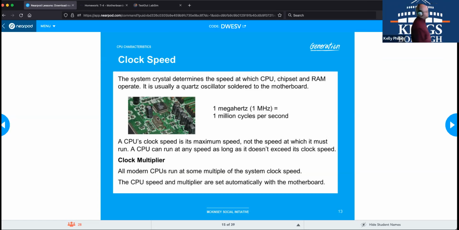And then you have what's called a clock multiplier. All modern CPUs run at some multiple of system clock speed. The CPU's speed and multiplier are set automatically by the motherboard. So you remember when we were talking about the RAM. You have the clock that's running like a metronome, and that would be like whole notes of music. And then you have the RAM, which can operate at different intervals within that clock. So you'd get your half notes with your DDRs. Your DDR2s would be quarter notes, and then you're building upon that. So you're still operating within that clock speed, but you're able to manipulate it a little bit to get more out of it.